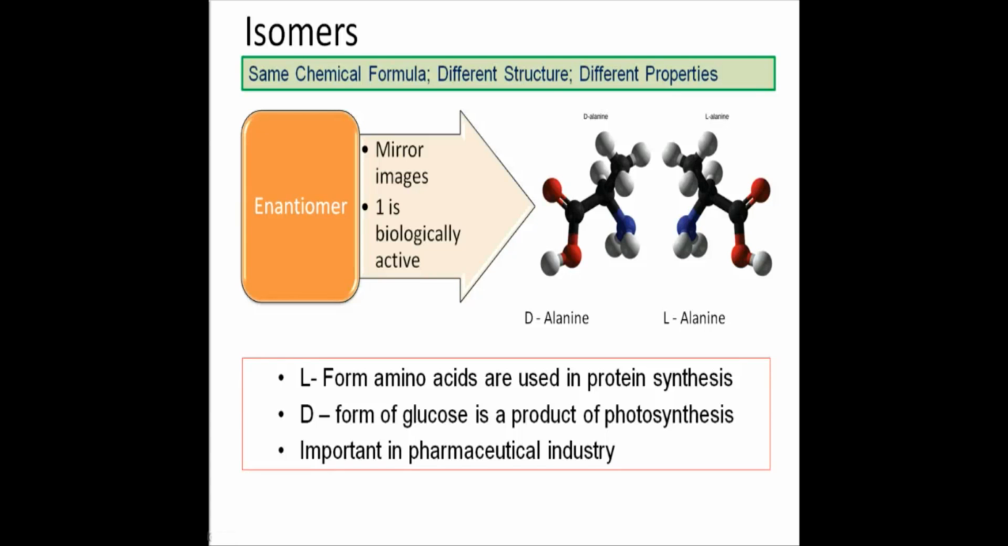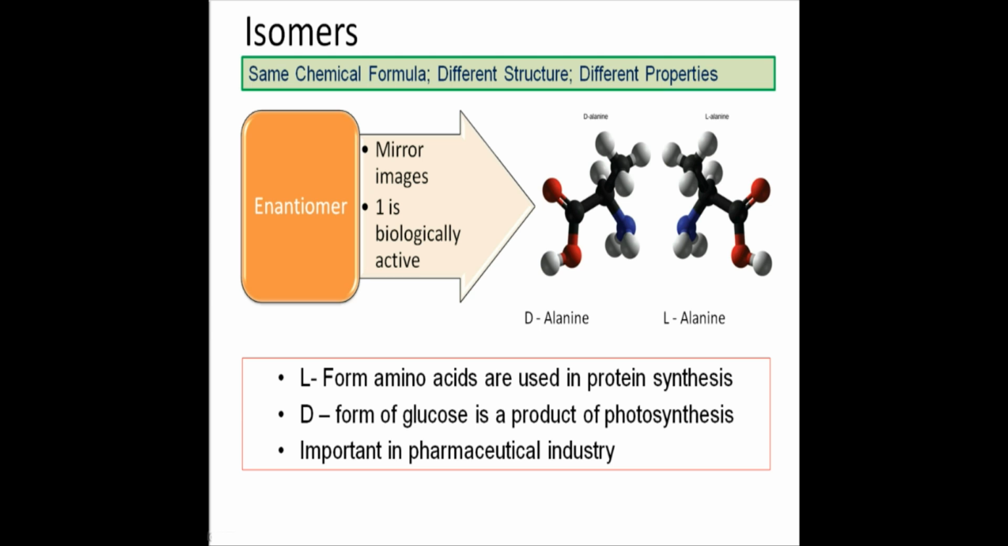The third kind of isomer are enantiomers. These are chemicals that form mirror images of each other. They still have the same chemical formula, but they have a different structure and completely different properties. The same elements are there in exactly the same number. It's just that the way they're attached around the central carbon is slightly different to form a mirror image of each other. These are biologically significant because only one of the forms is going to be biologically active.